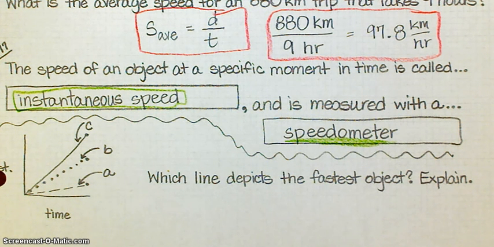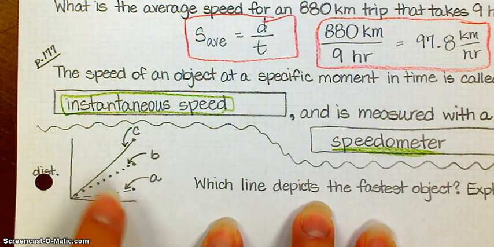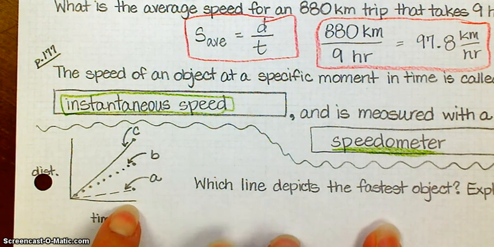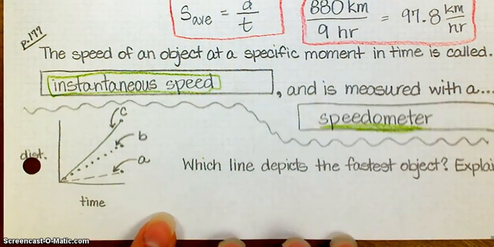Which one's going fastest? C. How do you know? Because it's higher. Okay, it's the steepest line. And basically that means that it is covering the most distance, the greatest amount of distance in whatever amount of time. Does it make sense? It's greatest distance in whatever time interval, so it's going the fastest.